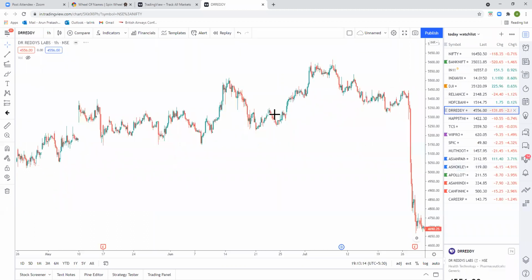Similar, right? 24th, 25th. So I do check the sector charts as well.